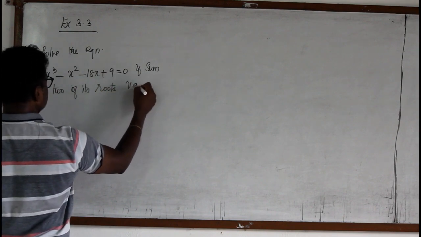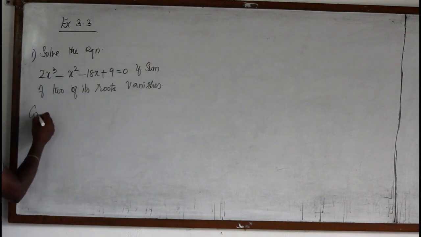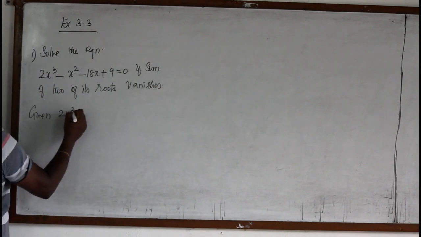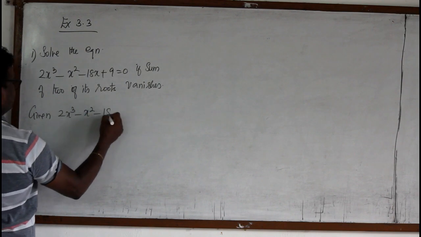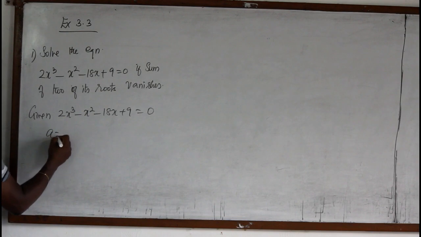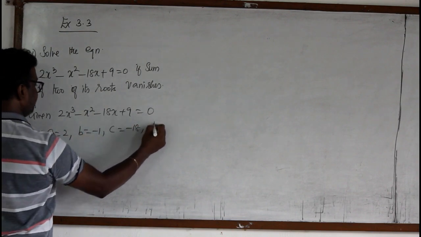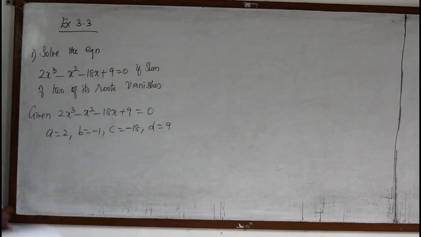Roots vanishes. So given 2x cube minus x square minus 18x plus 9 equal to 0. So here a equal to 2, b is minus 1, c is minus 18, d equal to 9. That is given.